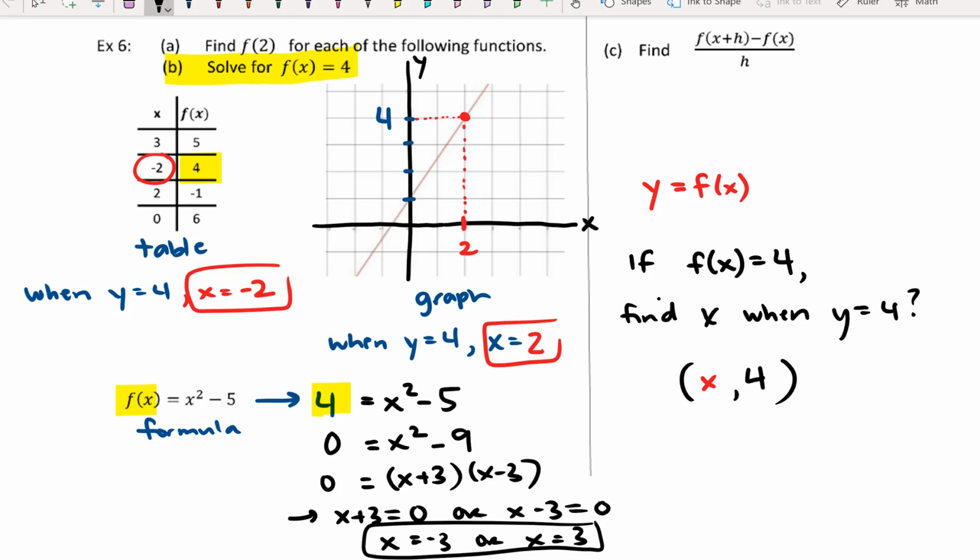So I hope this helps. Maybe you want to try the homework to see if you can kind of note this down a little bit more. I do realize that there's a lot of different ways to look at the functions, but the better you are at them, the more flexible you are, the better off you will be.